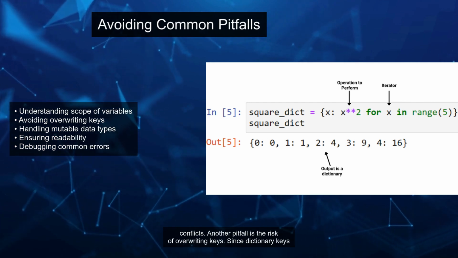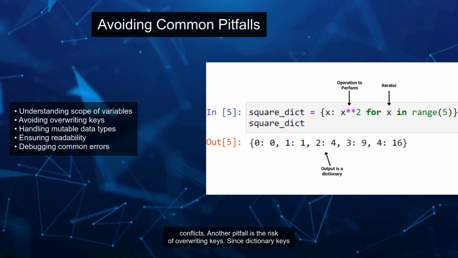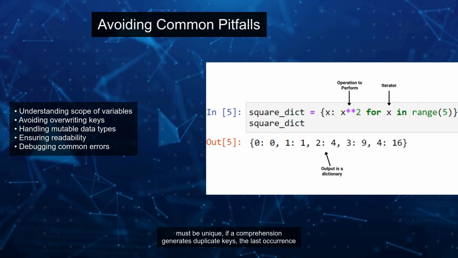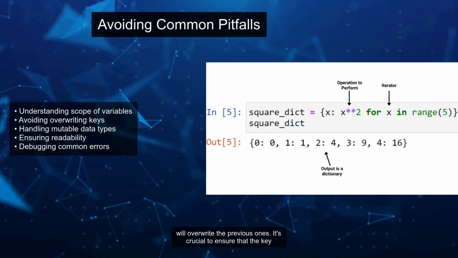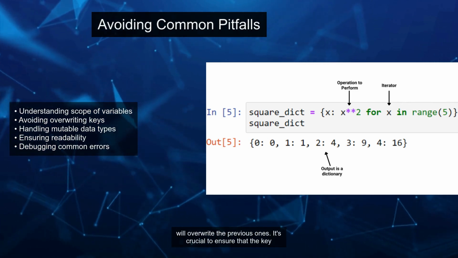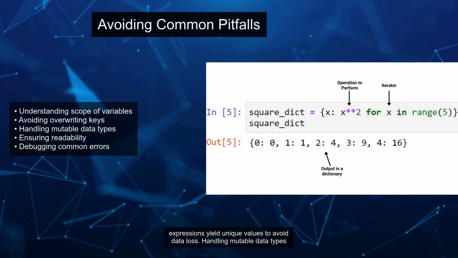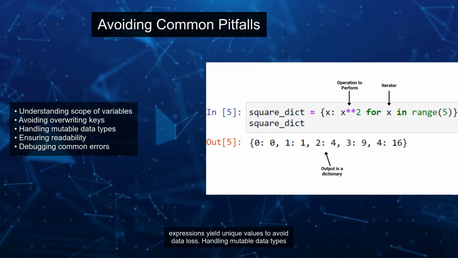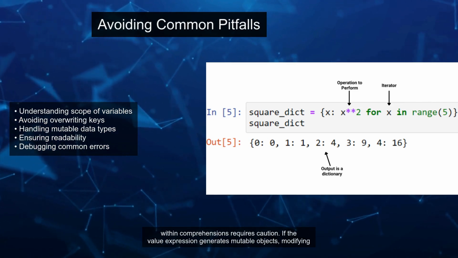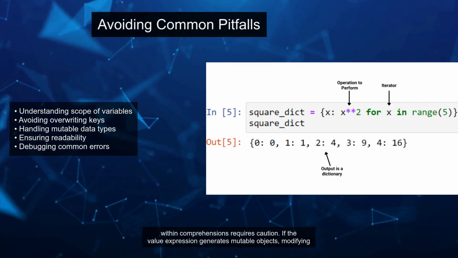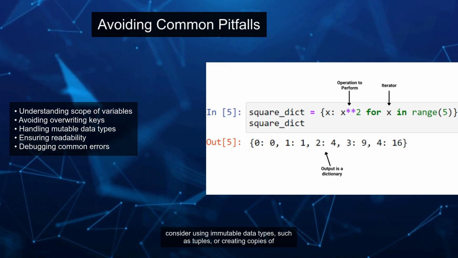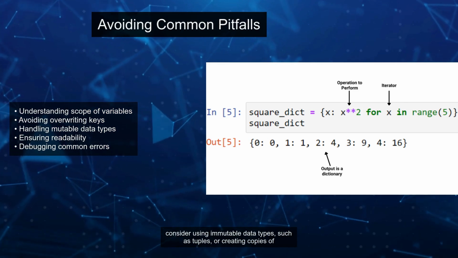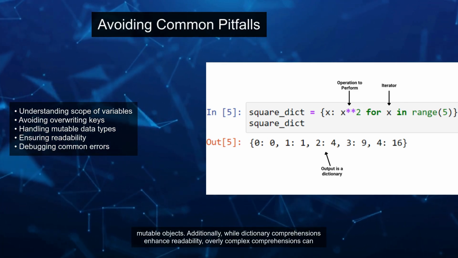Another pitfall is the risk of overwriting keys. Since dictionary keys must be unique, if a comprehension generates duplicate keys, the last occurrence will overwrite the previous ones. It's crucial to ensure that the key expressions yield unique values to avoid data loss. Handling mutable data types within comprehensions requires caution. If the value expression generates mutable objects, modifying them outside the comprehension can lead to unexpected behavior. To mitigate this, consider using immutable data types, such as tuples, or creating copies of mutable objects.